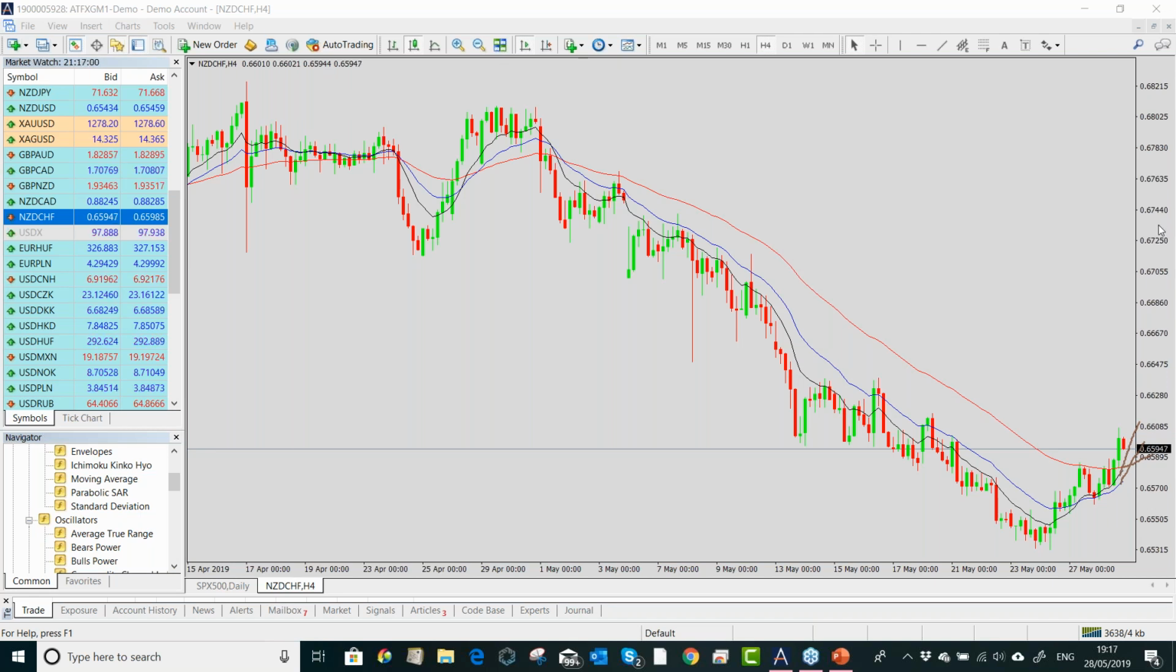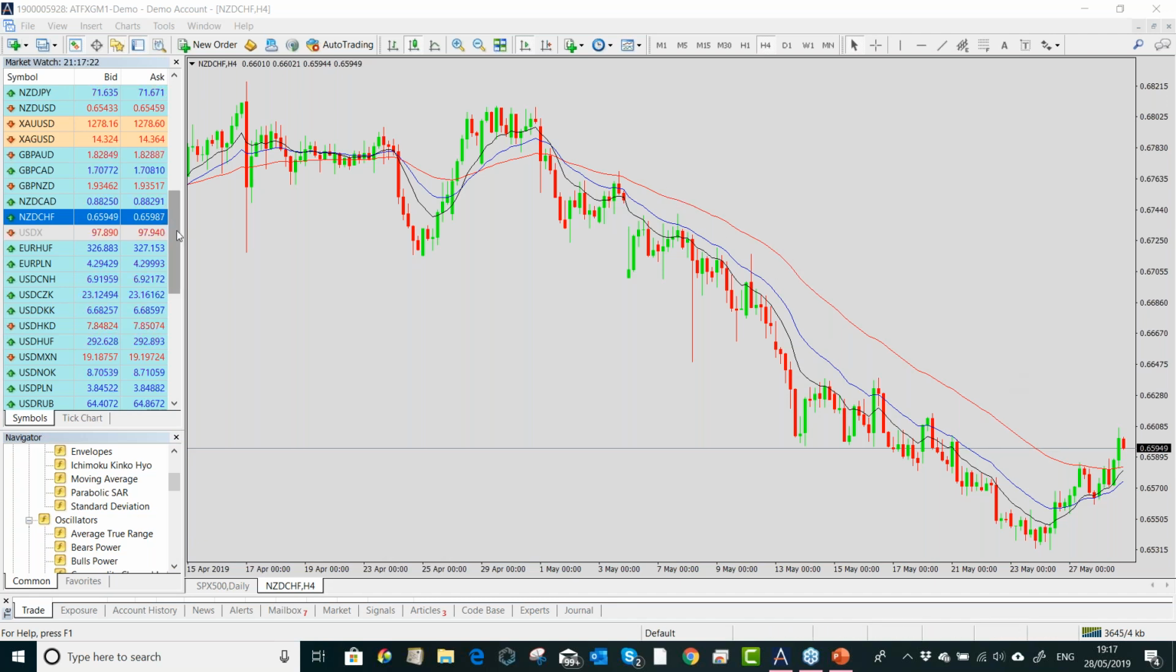We're always looking for confirmation. We don't want to just jump in based on what we think. We want to have confirmation based on what we see. So those are the main things that I use to spot trends. It's mainly the pure price action, the highs and lows in price, but I also use moving averages to help.